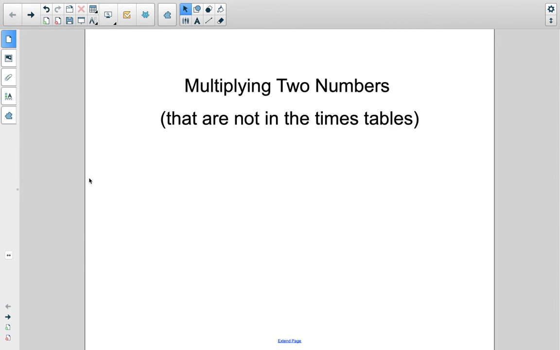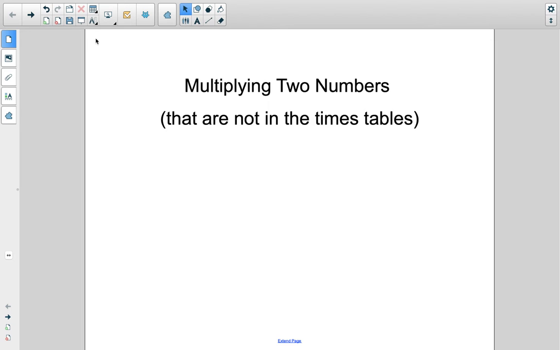Today we're going to be looking at something a little bit more complicated in multiplication in math. We're going to be looking at multiplying two numbers that are not actually in the times table. So far you've been learning things like 3 times 4, 7 times 8, and that's basically memorization, or you can use one of your multiplication tricks.